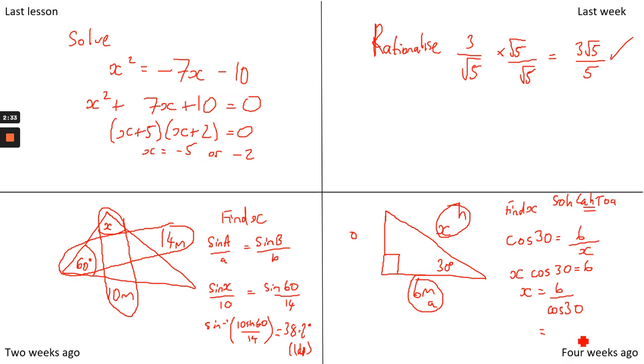gives me an answer of 4 root 3, or as a decimal, 6.9 meters to 1 decimal place. Okay, so don't forget the basics. SOHCAHTOA, A and H is going to be cos, rearrange it properly, and then make sure you tell the examiner if you're rounding your answer.